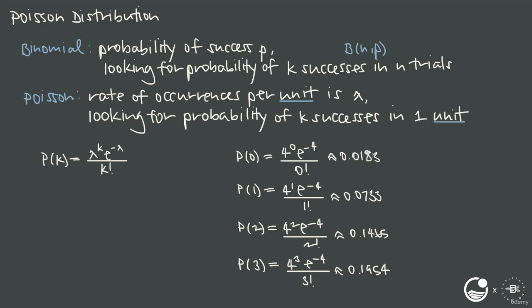So there's a slightly less than 2% chance that the customer service team will receive exactly 0 support emails when on average they receive 4 in an hour. So slightly less than 2% chance that they'll receive 0 in any given hour. And then we keep everything else the same. We just change the value of k from 0 to 1, and then to 2, and then to 3.